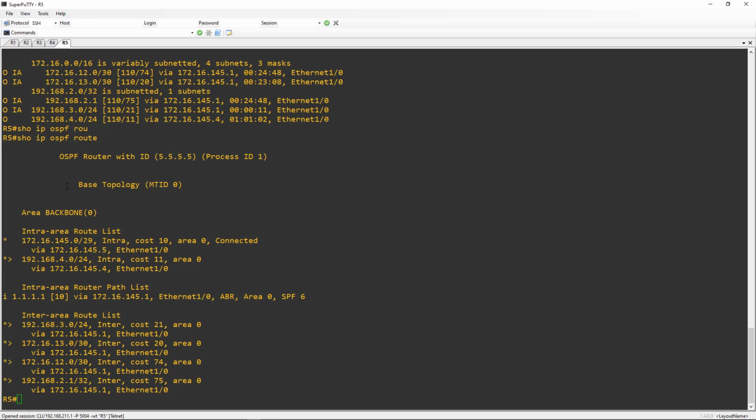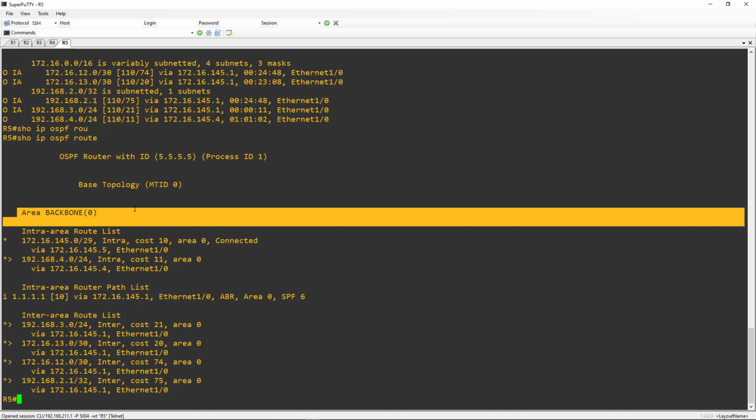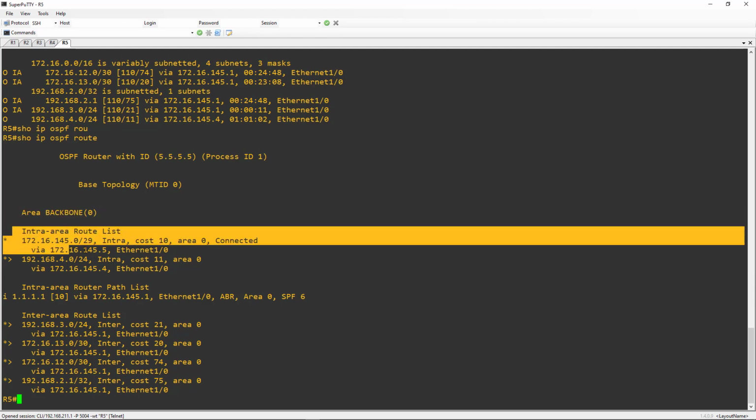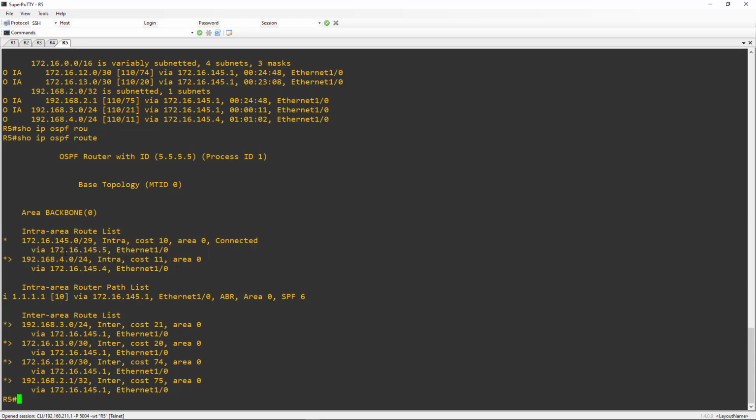Why would this particular route not have a greater than symbol? Because it's being inserted into the routing table not as an OSPF route, even though it shows up in the OSPF database. It's being inserted into the routing table as a connected route, because connected routes have a lower administrative distance than OSPF routes, right? Connected is 0 and OSPF is 110.